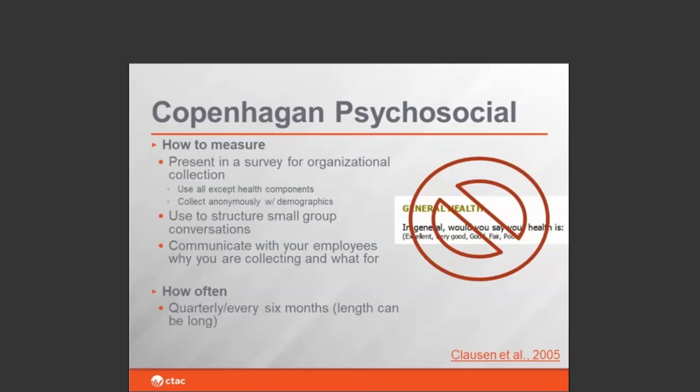So having that transparency from the get-go is especially useful when collecting some of these organizational pieces. The Copenhagen psychosocial ends with a section about general health that I don't recommend employers generally collect. It's usually used more in research and less from an organizational standpoint, but all the sections previous to the health section have organizational merit.